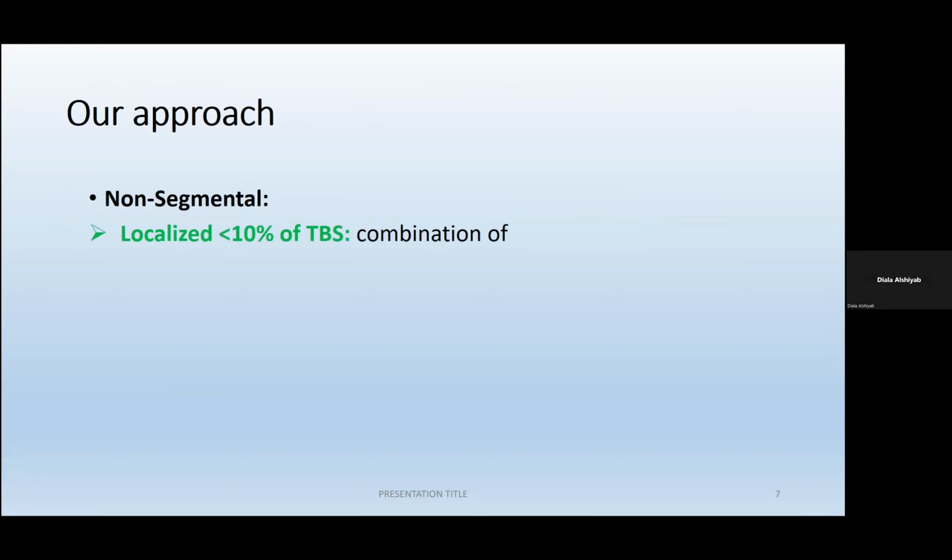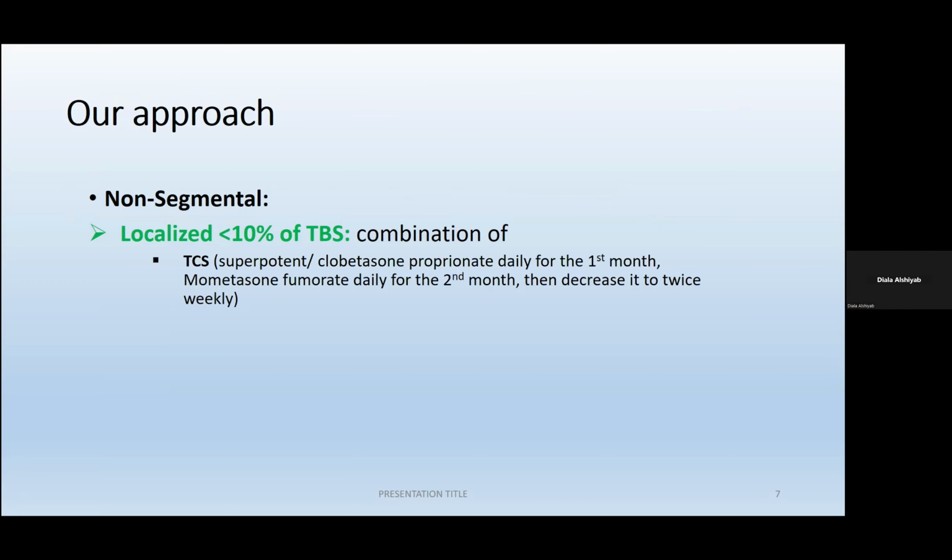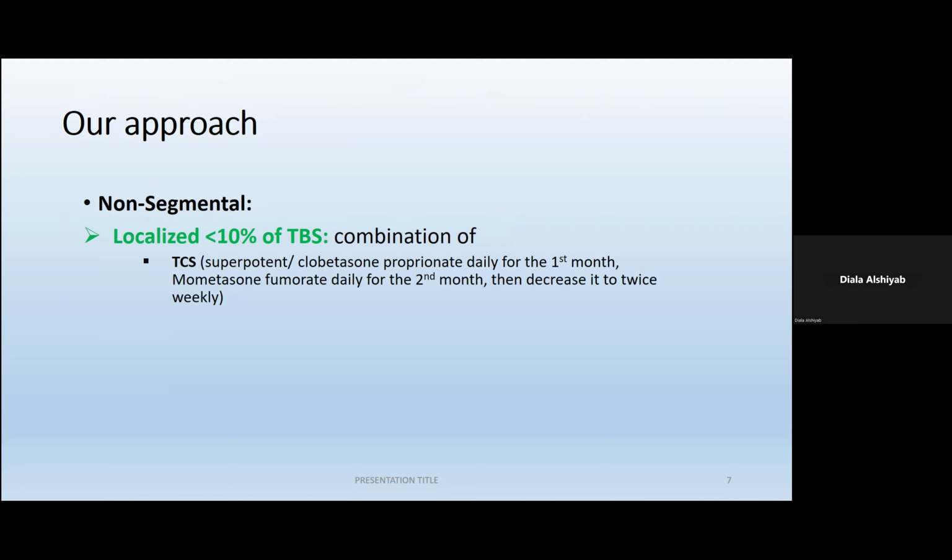So what is our approach? The patient has non-segmental vitiligo and he presented with a localized type of vitiligo of less than 10% of body surface area involved. So we now consider the combination of both topical corticosteroid, that we usually start with super potent topical corticosteroid like clobetasol propionate that we give on a daily basis for at least 1 month. Then we decrease the potency and the frequency. For example, we can give mometasone furoate on a daily basis for the next month. And then we decrease the frequency, or we can give it alternating weeks, 2 weeks on and 2 weeks off, to decrease the side effects of steroid.